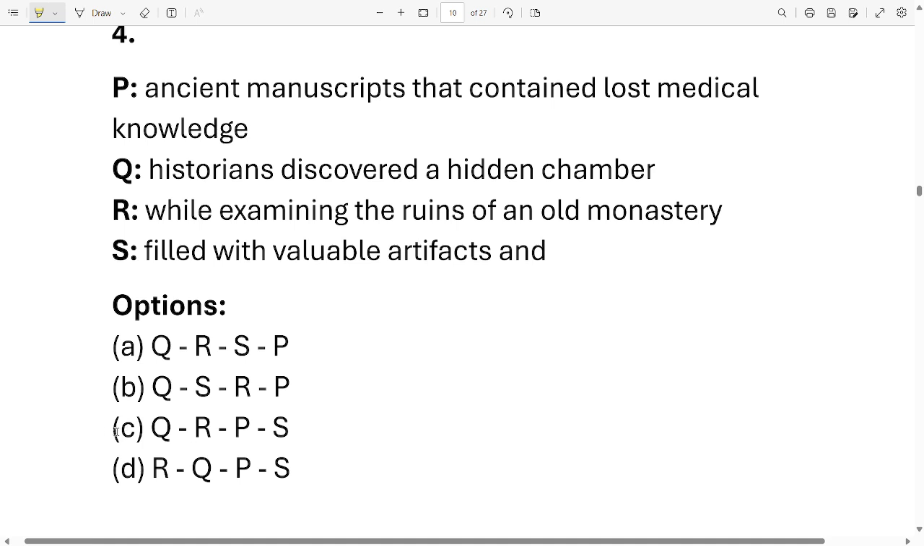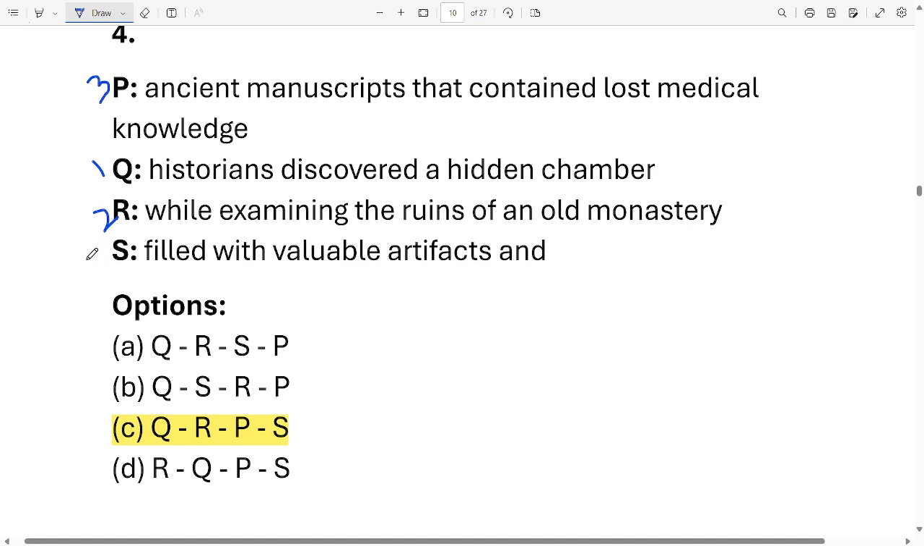It is option C. First it is Q. Historians discover a hidden chamber while examining the ruins of an old monastery. Ancient manuscripts that contain lost medical knowledge, filled with valuable artifacts.